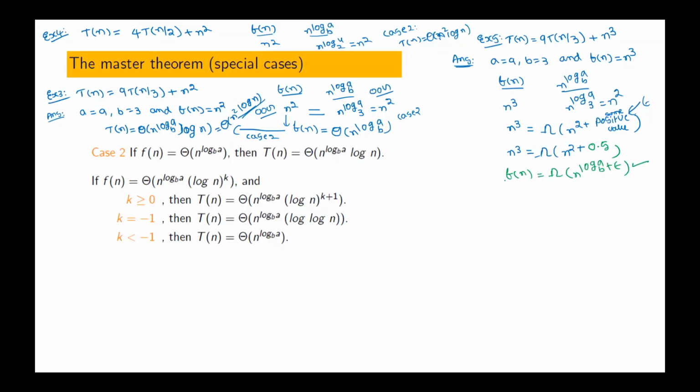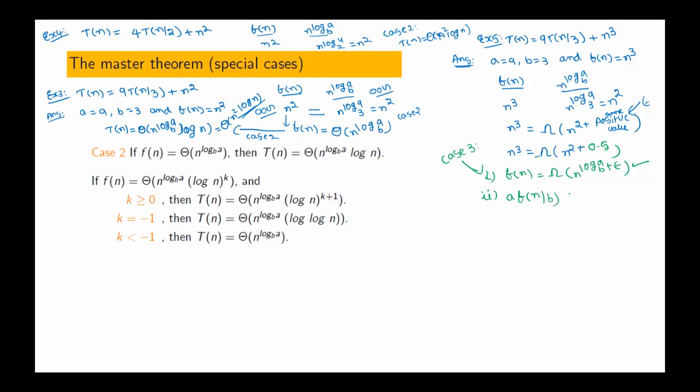Now, in addition to this, this is condition 1. What is the second condition here? a into f of n by b. That means which case are we in? Case 3. Case 3 has two conditions, unlike the first two cases.